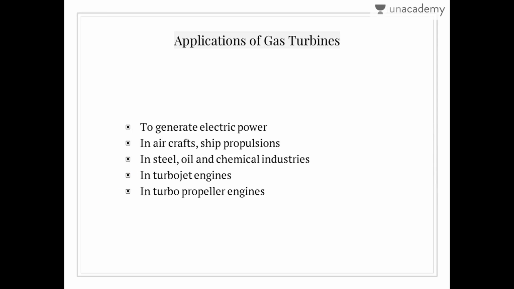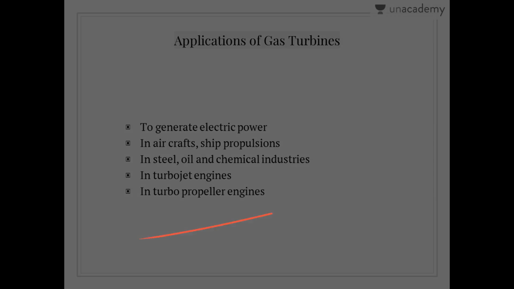So let's move on to the applications of gas turbines. Gas turbines are helpful in generation of electric power. They are used in application fields in aircraft and ship propulsions. They are used in steel, oil and chemical industries. They are also used in turbojet industries as well as in turbopropeller industries.